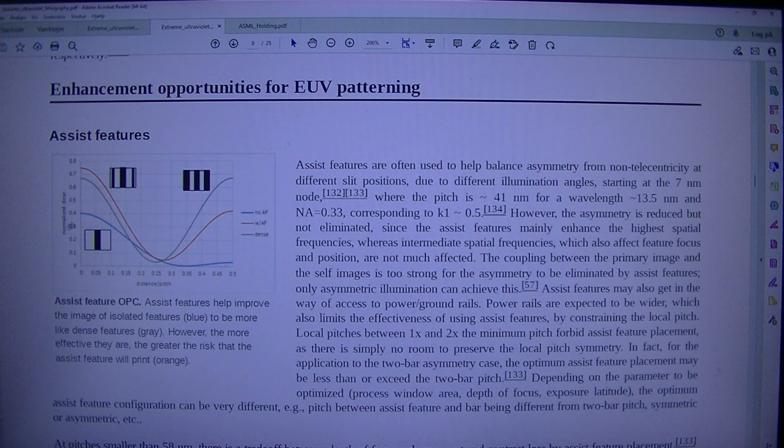Assist features are often used to help balance asymmetry from non-telecentricity at different slit positions, due to different illumination angles, starting at the 7 nm node, 132, 133, where the pitch is ~41 nm for a wavelength ~13.5 nm and NA equals 0.33, corresponding to k1 of 0.5.